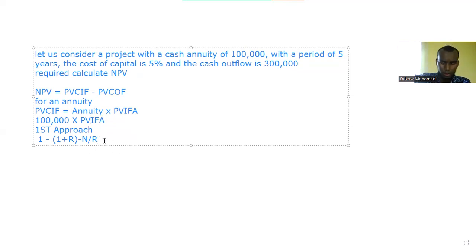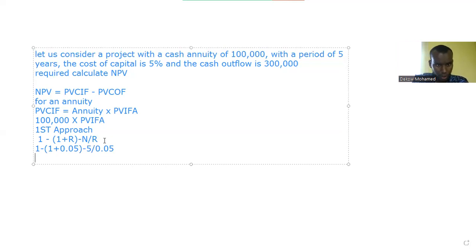Now, let's start. We have 1 minus, then I open the bracket. 1 is 1, then I add our R here, which is 5%. Cost of capital was 5%, so we take 5 over 100, which is 0.05. Then you close the bracket. You raise to negative n. Negative n means negative 5. Our n was 5 years, so we raise this to negative 5. Then divide this by the R. Our R was 0.05. Now, if you work out this, you are going to get the present value interest factor of an annuity. So that we multiply that with the annuity, then we get the present value cash inflow.